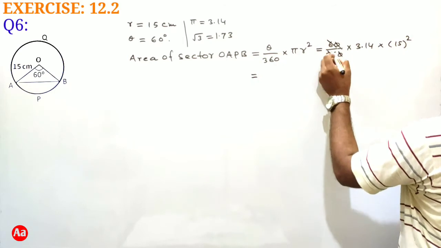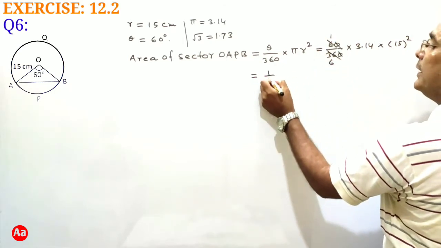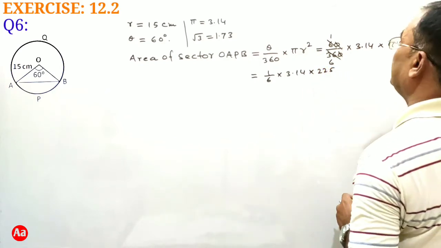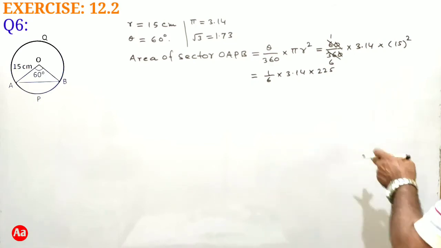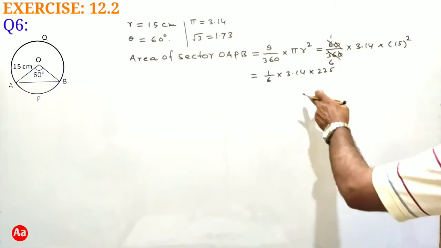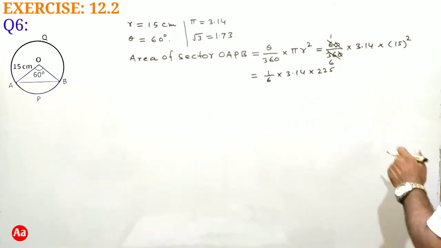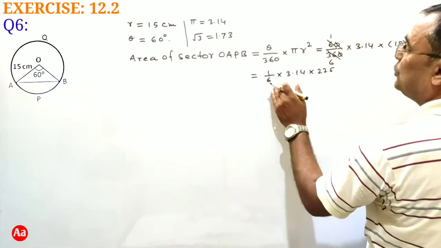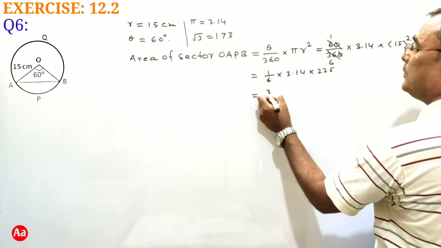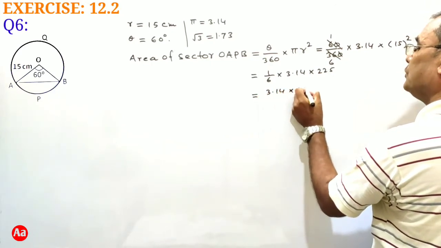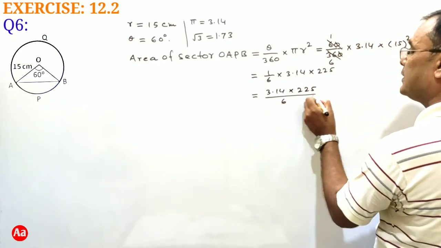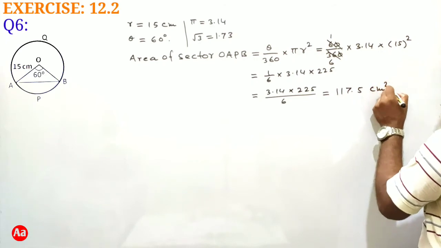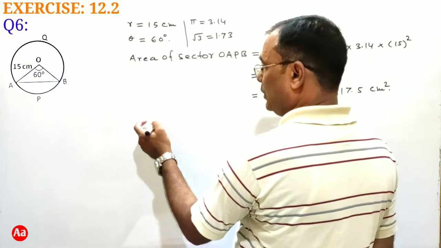So value of pi 3.14 into radius 15 centimeter square. Here 60 by 360 is 1 by 6 into 3.14 into 225. 60 by 360, 1 by 6, into radius 15 square 225, value of pi 3.14, and this is 3.14 into 225 by 6 equal to 117.5 centimeter square.